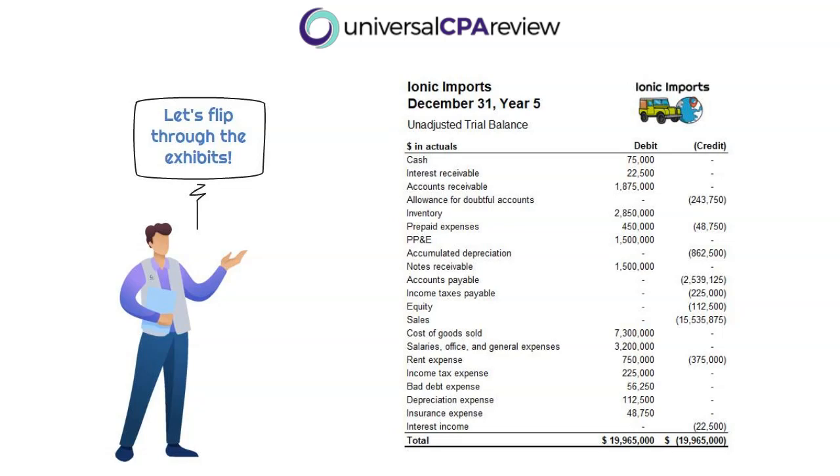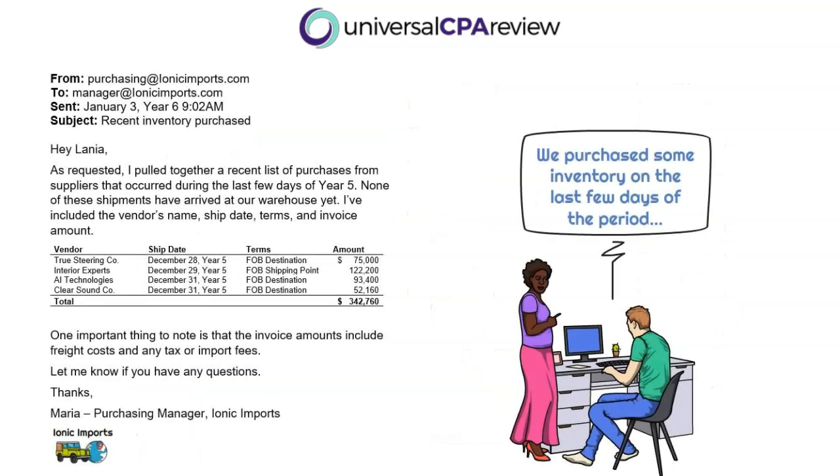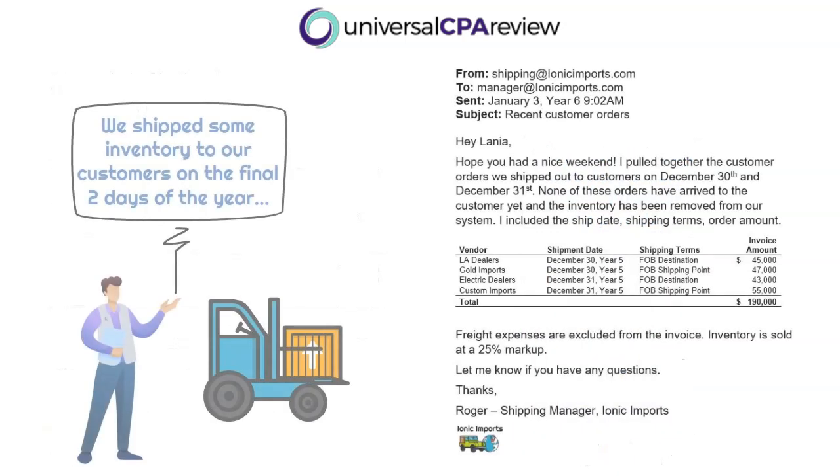So the first one is the Ionic trial balance, and we can see that it's as of December 31, year 5, but it tells us it's unadjusted, right? And we're going to take the inventory balance, which has a debit balance of $2,850,000, right? So that's what we'll need from there. The next exhibit is inventory purchases. So the company purchases inventory from suppliers or vendors. And we'll have to look at the shipping terms because right around year end, there could be a cutoff issue, right? So that's one thing we'll need to focus on there.